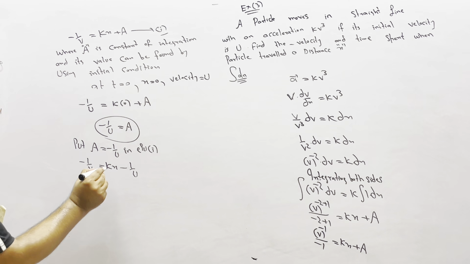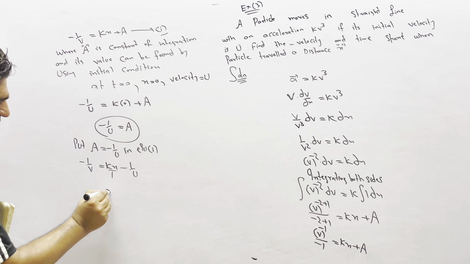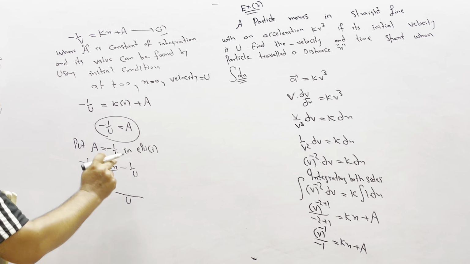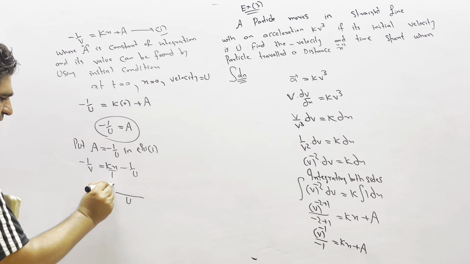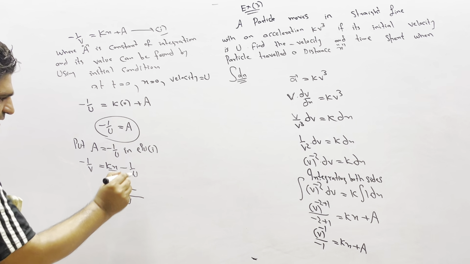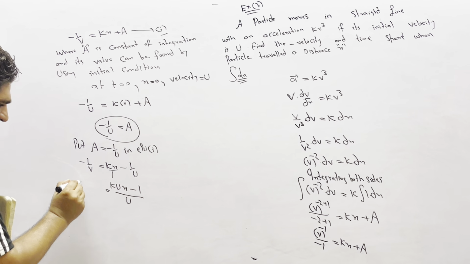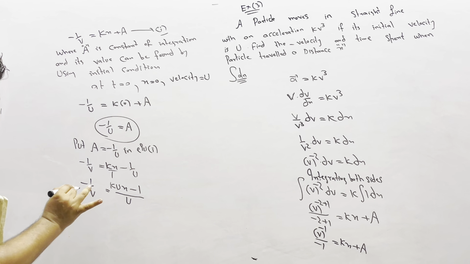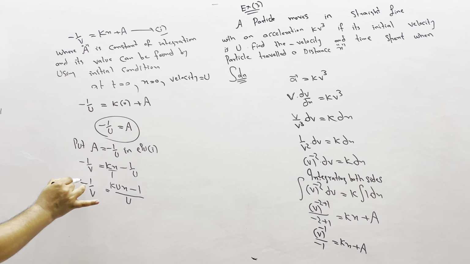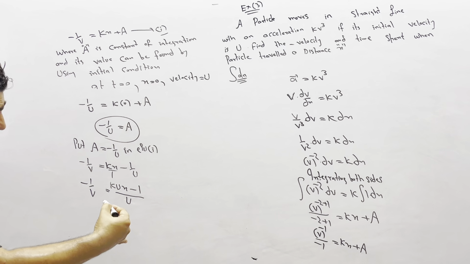What you have to do, just take its LCM. Its LCM will be u here. 1 you will divide here, u will multiply with this. It will become kux minus, u will divide here, it will become 1. 1 will multiply with 1, it will be 1. It will be minus 1 over v. You want to get v. If you want to get v, take a reciprocal on both sides. Reciprocal here, reciprocal here.